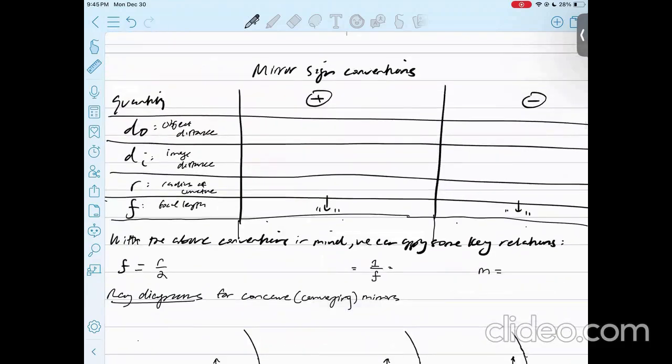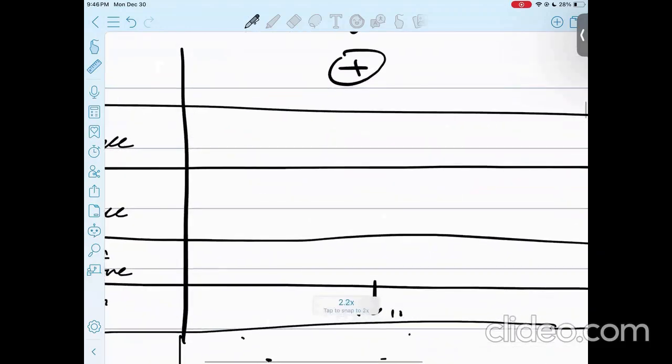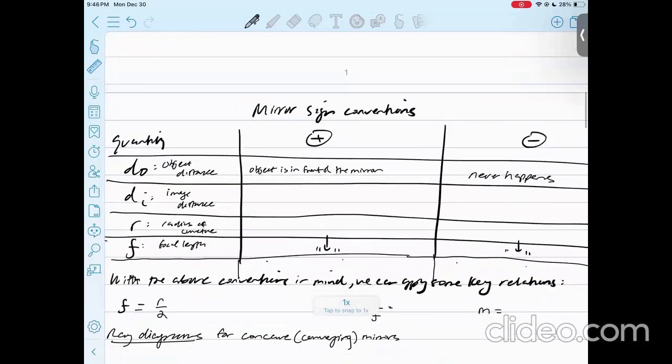Okay, so what does it mean when the object distance is positive? Well, you'll almost never see that not happening. You never have a negative object distance. When you have a positive object distance, the logical thing happens: your object is in front of the mirror. If you had a negative object distance, that would mean your object is behind the mirror, but you never do that in practice.